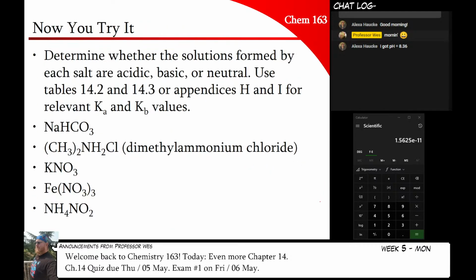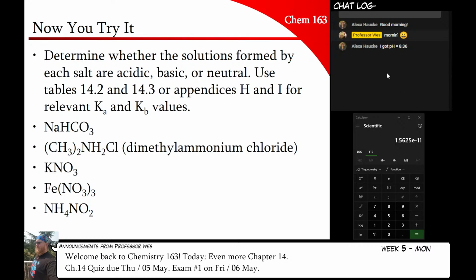All right, I'm going to give you some of these compounds, and I want you to tell me, is the solution that I've dropped this solid salt into and mixed going to be acidic, basic, or neutral? For some of these, it's going to be very straightforward. The bottom one, not so much. The last one, you're going to have to calculate Kas and Kbs. If you need appendices H and I, I can give those to you.